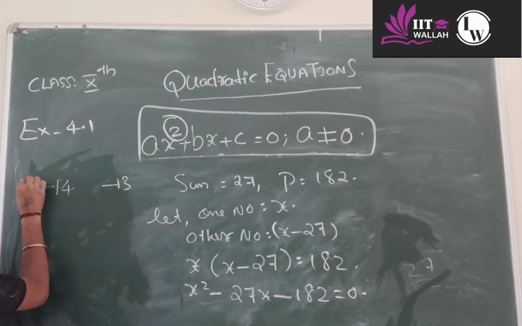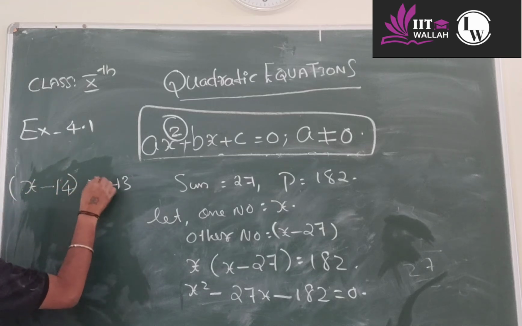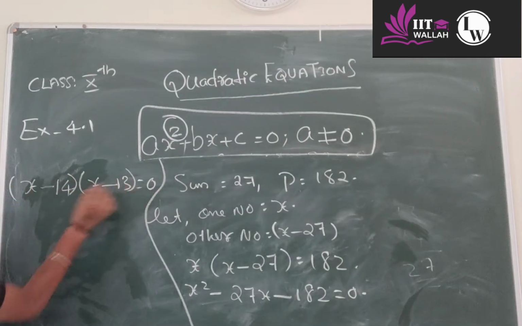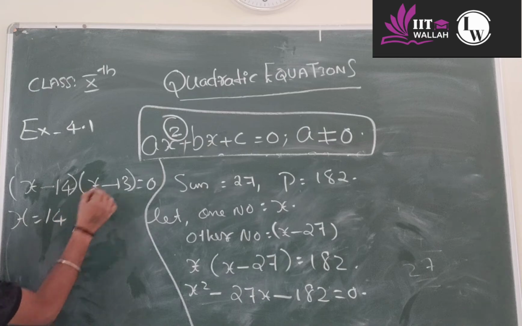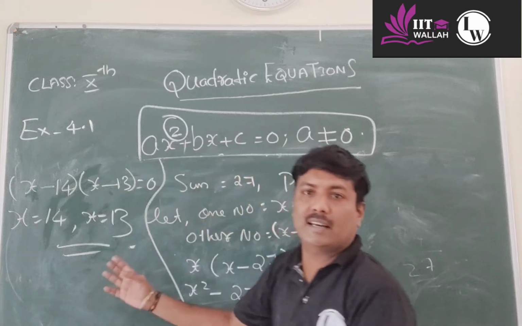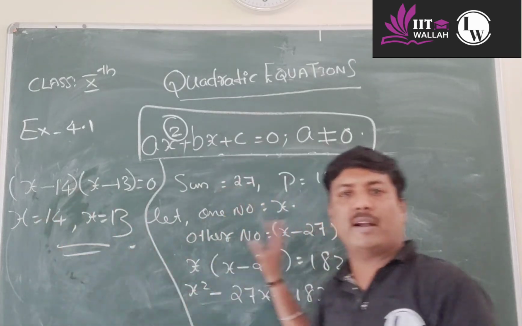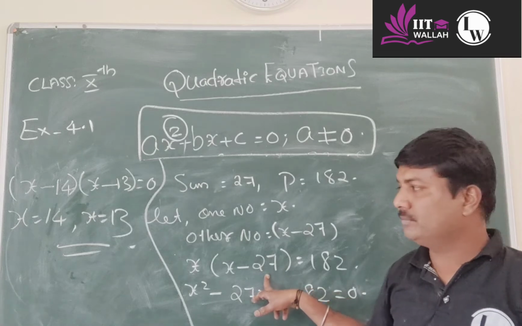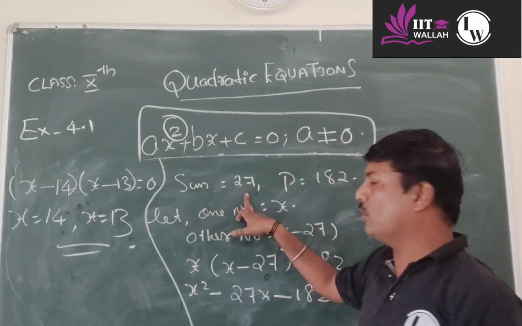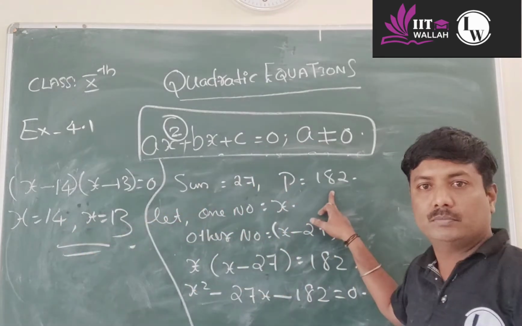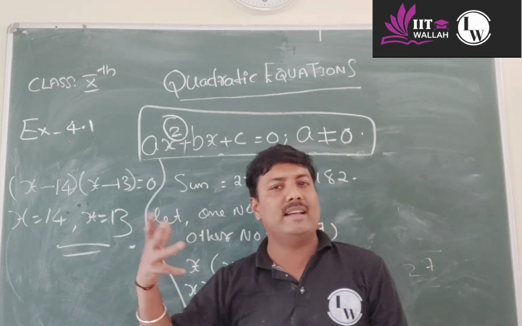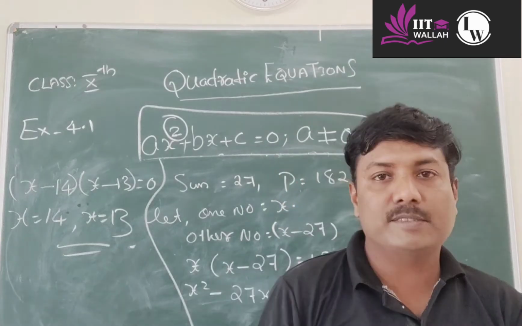Okay, after getting this you put x here and here also and equate with 0. Now if this is equal to 0, x is equal to 14. If this is equal to 0, x is equal to 13. See how fast we got the answer. The numbers are 13 and 14 whose product is 182 and the sum is 27. See, 14 plus 13 is 27. The product is 182. Got it? This is how you can solve any questions from quadratic equations very easily. Let's move on.